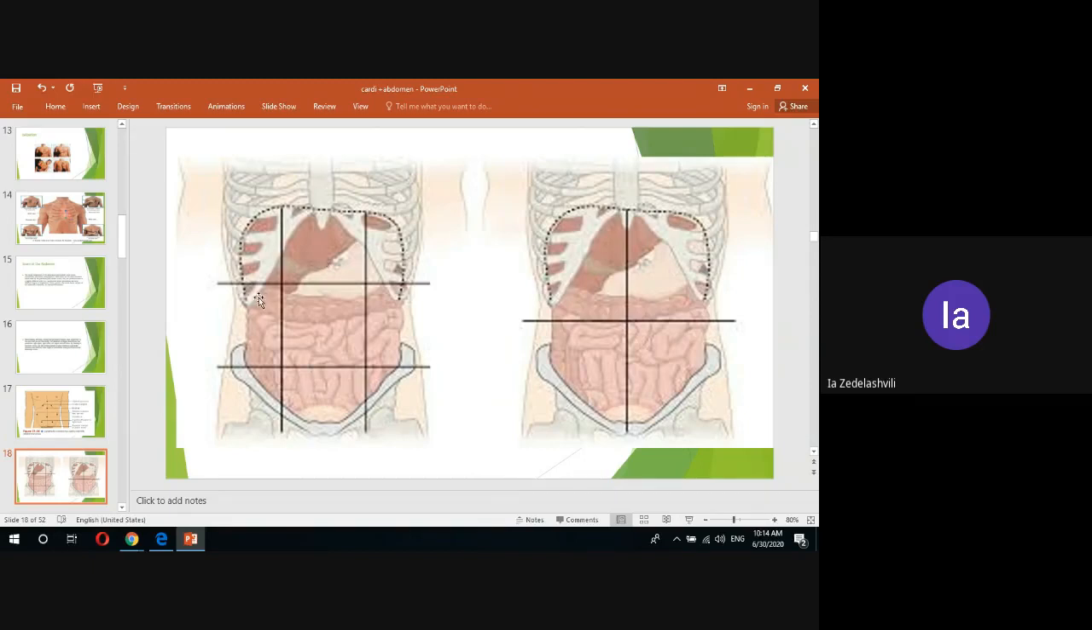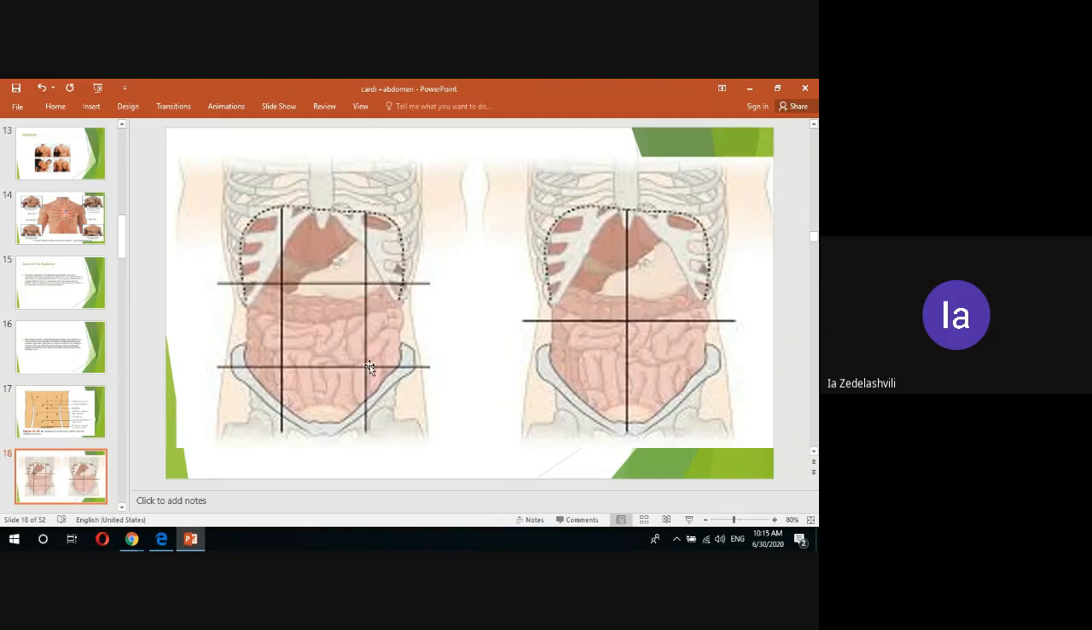So the upper part is the rib cage, and the lower border is the hip bones fused at the pubic symphysis. From the side, we have no bony border, only the skin. Everything on the lateral sides is the abdominal wall, until we can see the skin, and this portion as well.